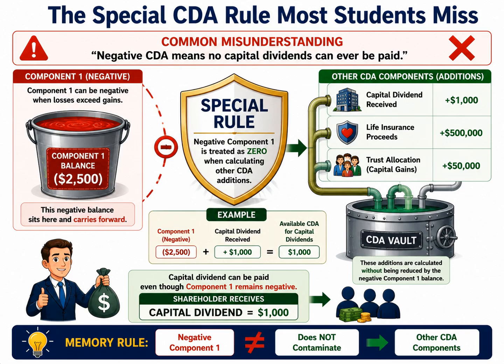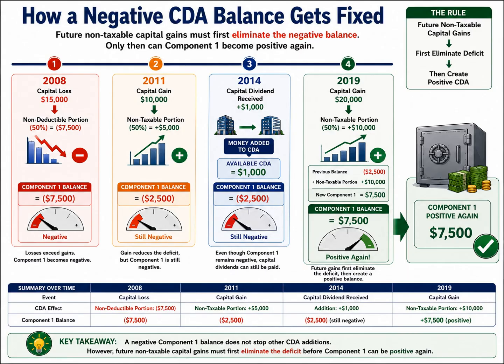In the next slide, we'll follow a complete timeline example and see how future capital gains gradually eliminate the negative balance and eventually restore component 1 to a positive position. Now let's bring everything together with a complete timeline example and see how a negative component 1 balance is eventually repaired. We'll follow the corporation through several years and watch how the CDA changes over time.